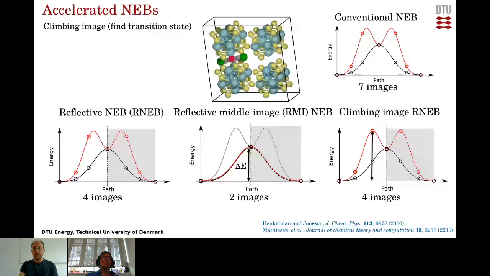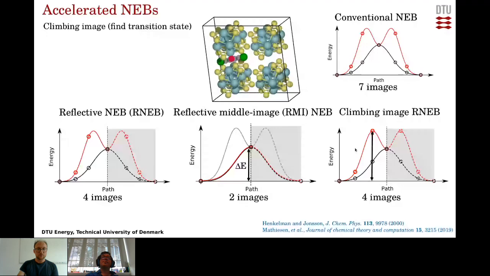So for that, you could use a climbing image RNEB, so reflective NEB, where you try to find the real saddle point. But if it's symmetric, you need to do it only on half the cell and not the full one. So you have a speed up of at least a factor 2. In many cases, if you just need an estimate of the barrier, you just need the two points. So it's only two calculations.